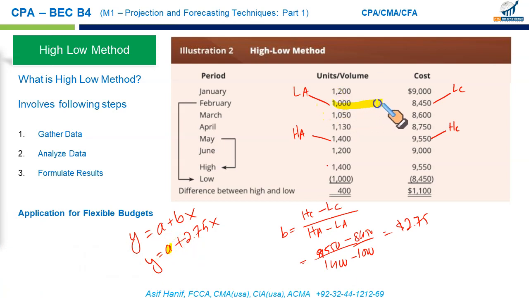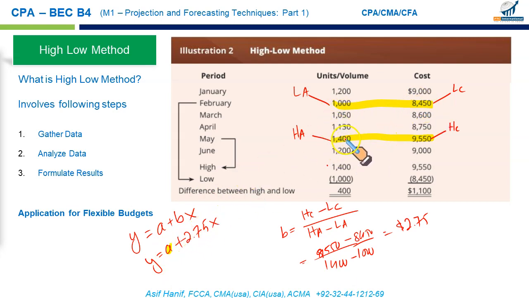You cannot, you should not, you must not use any other pair of data than these two highlighted: the highest and the lowest. High and low, nothing else. In order to determine A, you can plug 1000 for X and 8450 for Y. You can find A simply. Solve this for A. Y will be 8450, the cost, and X will be 1000.